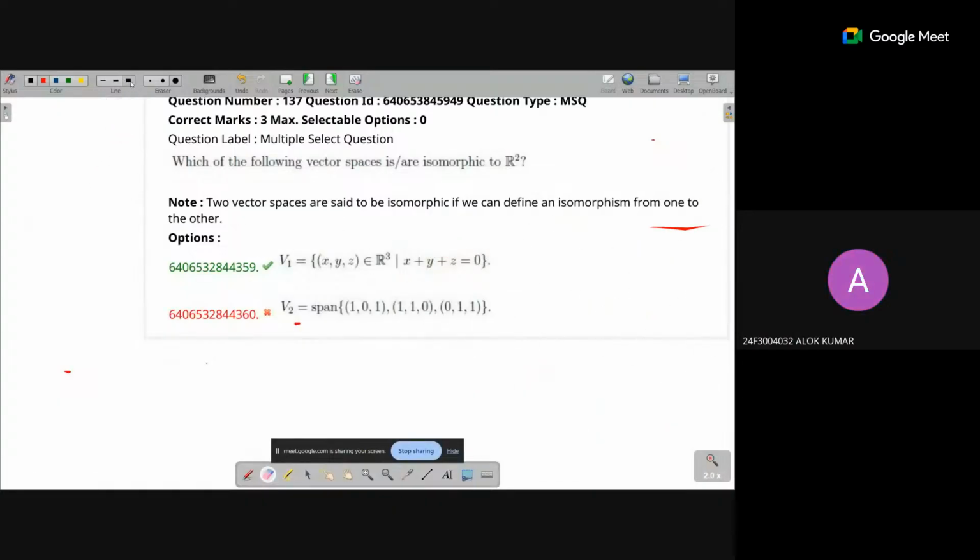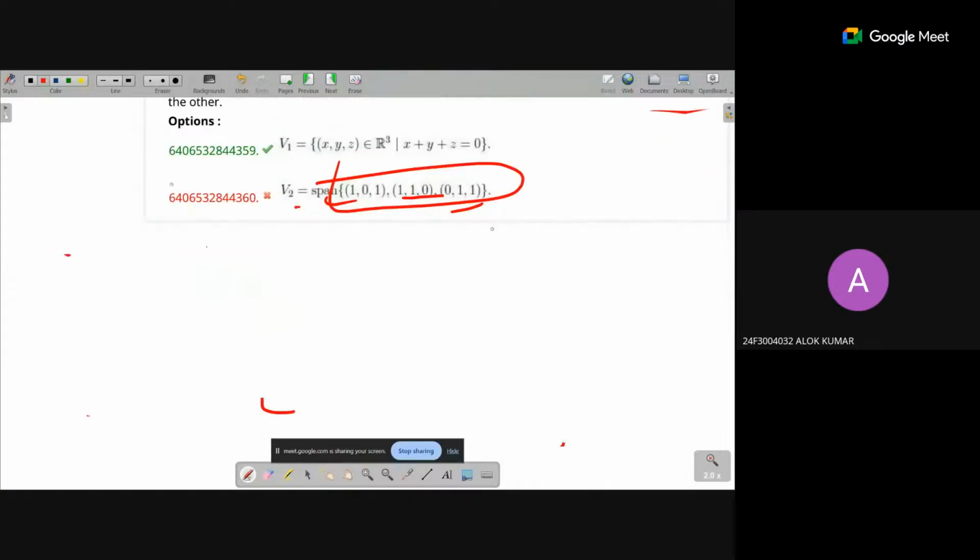Now the second one. We are given three vectors: 1 0 1, 0 1 0, 1 0 1. To check how many dimensions these three vectors, or this space, have, we have different methods. We have to go through a different method for solving this. If these three vectors are independent, then the dimension of V2 will be what?